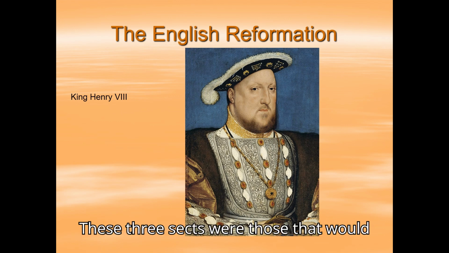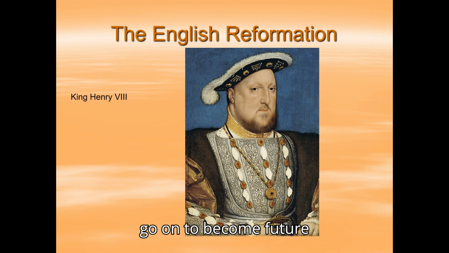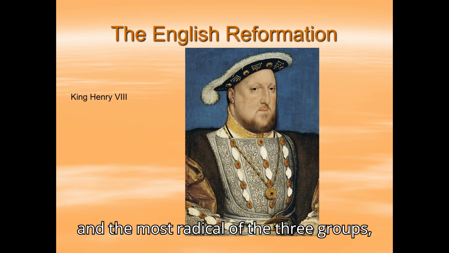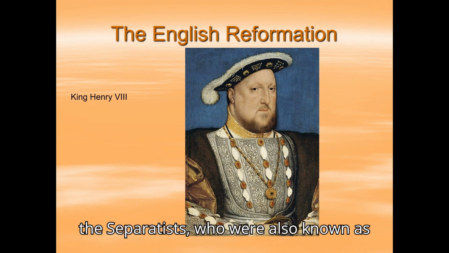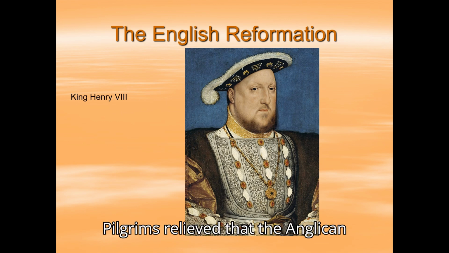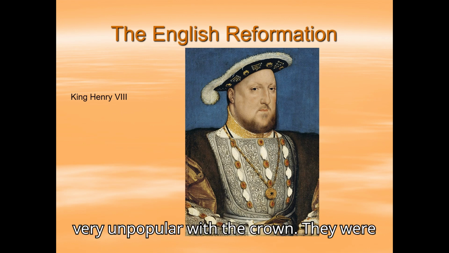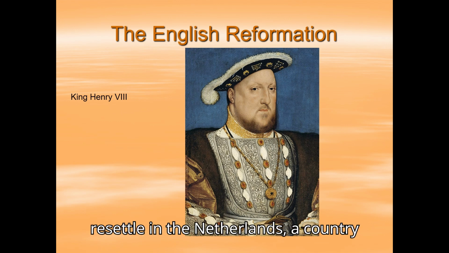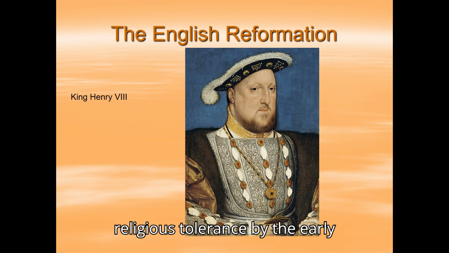These three sects were those that would go on to become future Presbyterians, so-called non-separating Congregationalists, and the most radical of the three groups, the Separatists, who were also known as the Pilgrims. The Pilgrims believed that the Anglican Church was beyond redemption. Since it was the official Church of England, their views made them very unpopular with the crown. They were given an option to leave England and resettle in the Netherlands, a country with an established reputation for religious tolerance by the early 1600s.